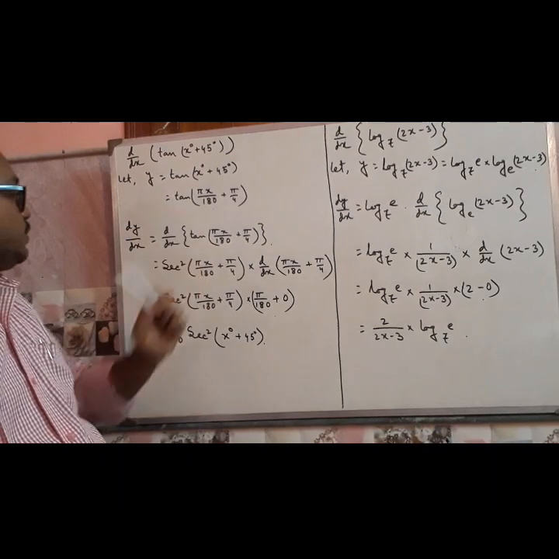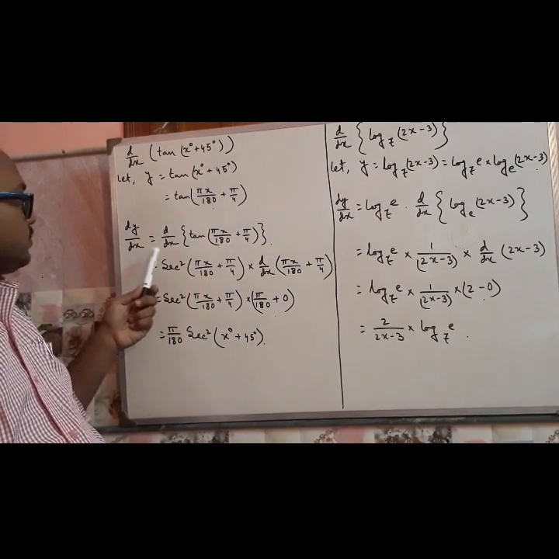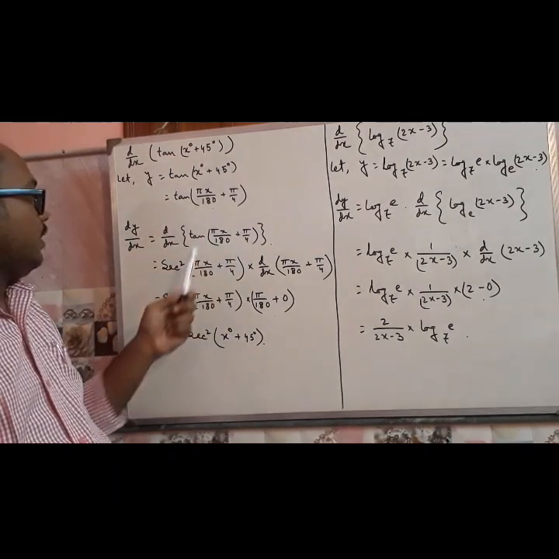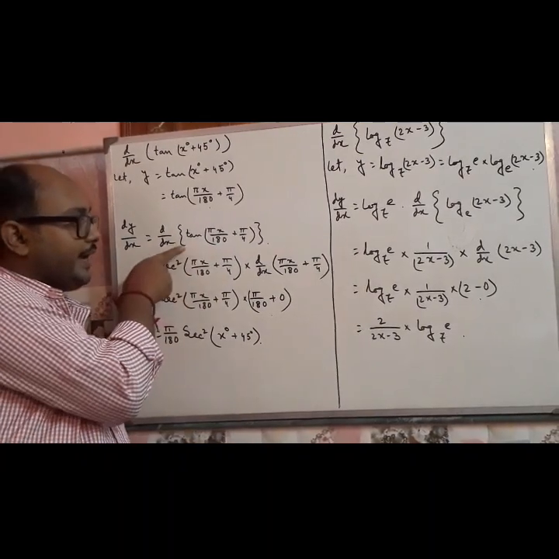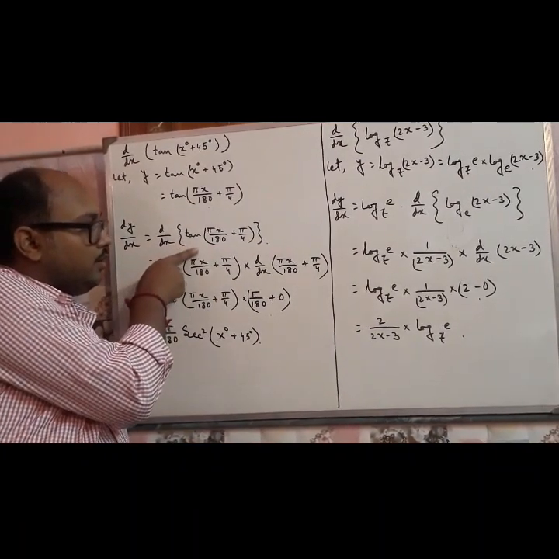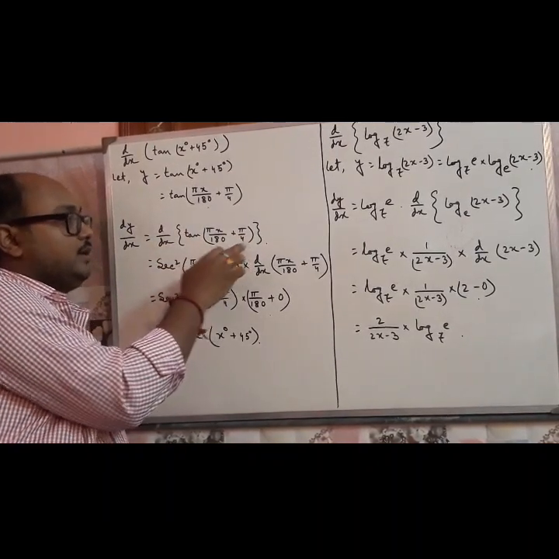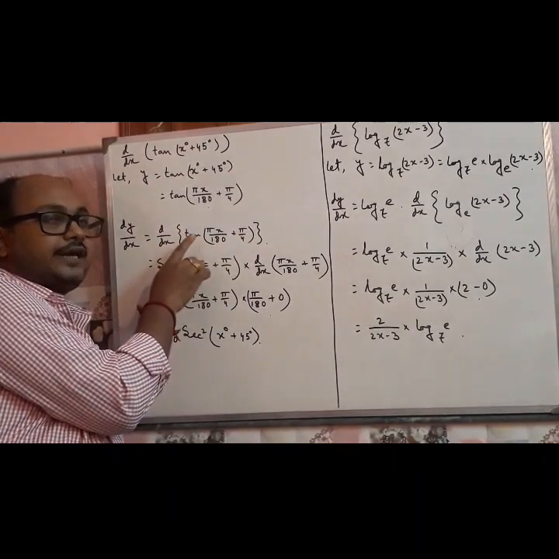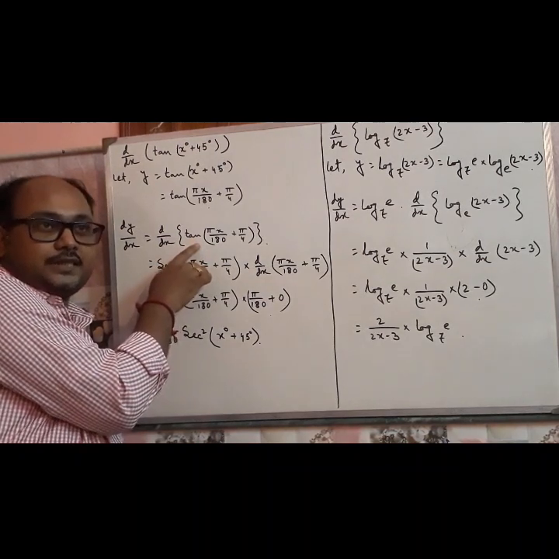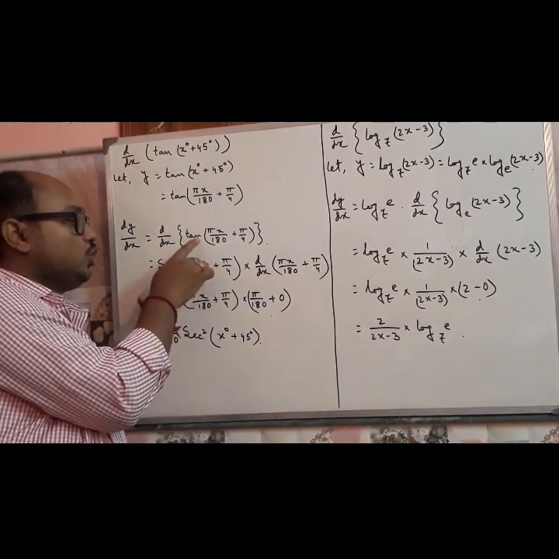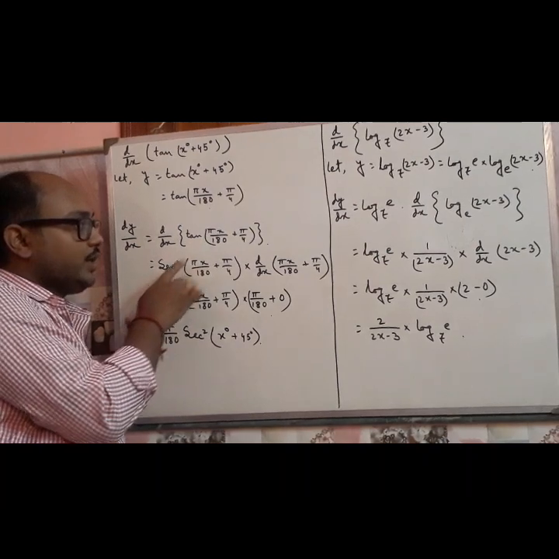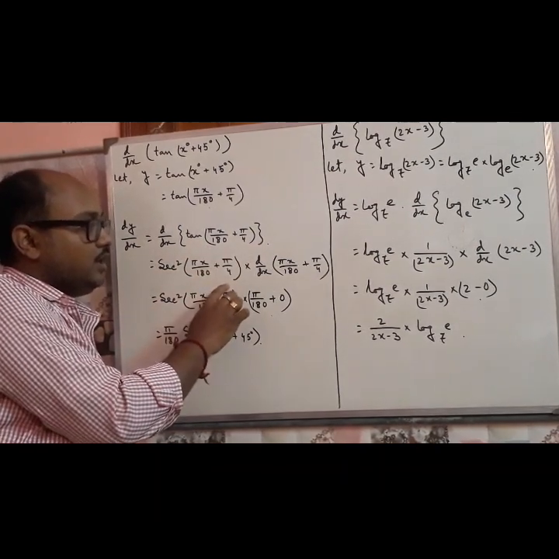Now the derivative of this one, dy/dx is equal to d/dx of this part. Now move your finger from the beginning to the last. At first, which function did you get? Tan. What is the derivative of tan x? Sec square x. So the derivative of tan is sec square, and this angle will remain the same.